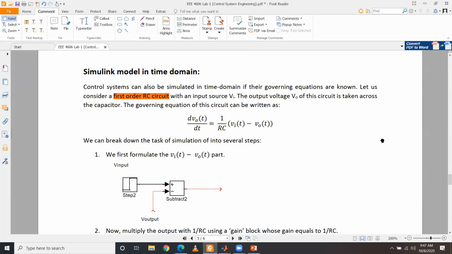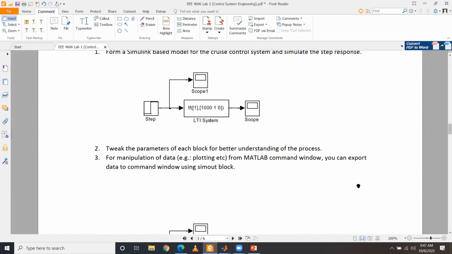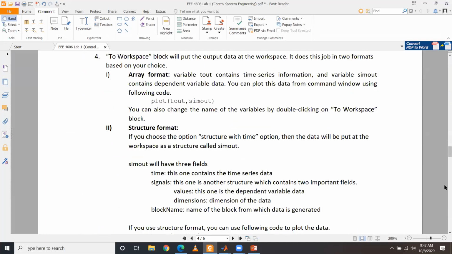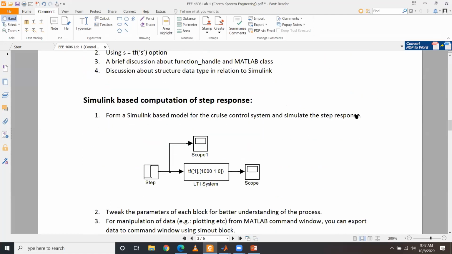Frequency domain? Yeah, I mean, as before, using the LTI system block. Very easy, right? All you have to do is find the what? The transfer function. Yes, sir. If you find the transfer function, then you can use this exact block diagram. You just have to change the transfer function inside the LTI system block.